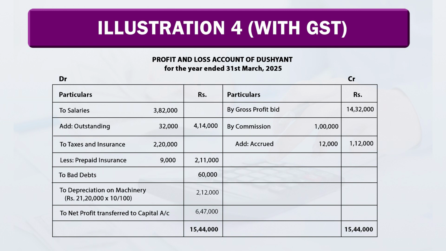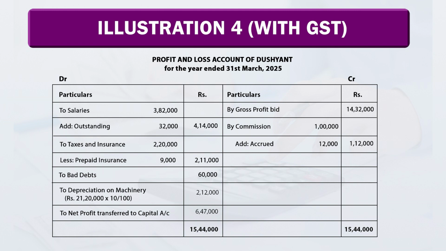We will see the items of our profit and loss account. The first we will transfer this gross profit to our profit and loss account 14,32,000, and then after we are having commission of current year 1 lakh rupees plus the 12,000 is commission outstanding of current year. So total income of commission is of current year is 1,12,000. Now let us have a look the debit side of profit and loss account. We are given salary of rupees 3,82,000, but we are having outstanding salary of 32,000. So total expense of salary comes to 4,14,000.